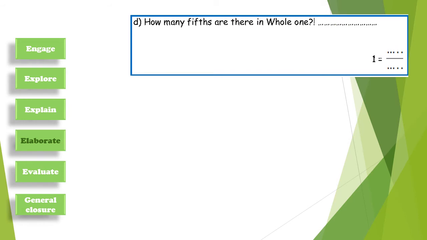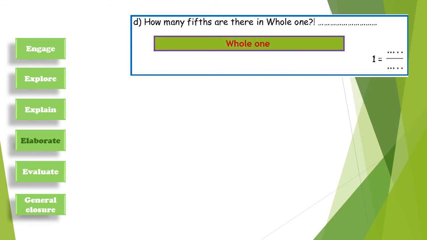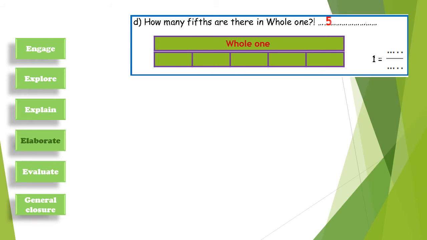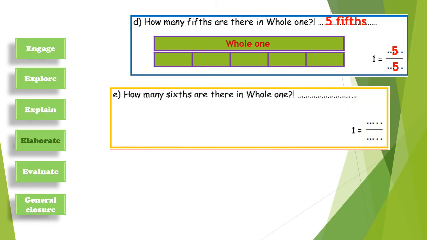How many fifths are there in a whole one? If I have a whole one, I'll cut it into 5 pieces to make fifths. Each part is a fifth. So I have 5 fifths in a whole one. So 1 equals 5 fifths. 5 parts, each part is a fifth. 5 out of 5 parts.